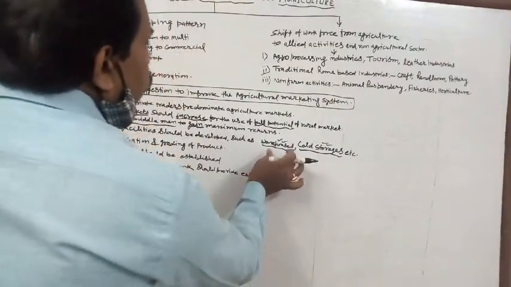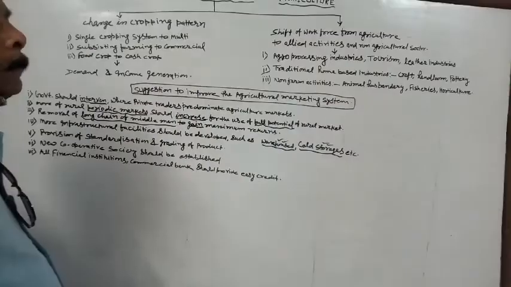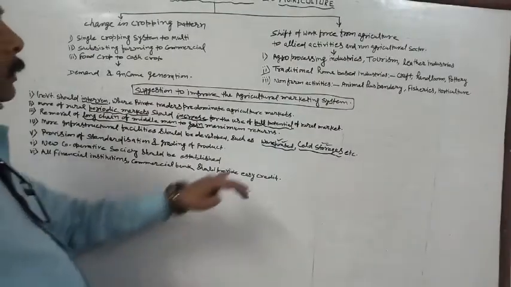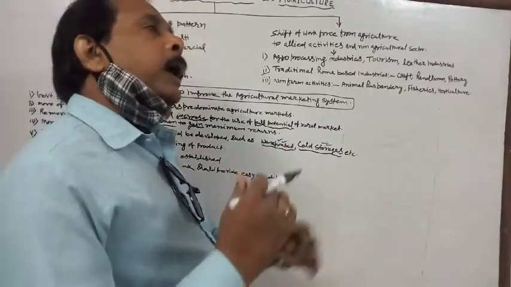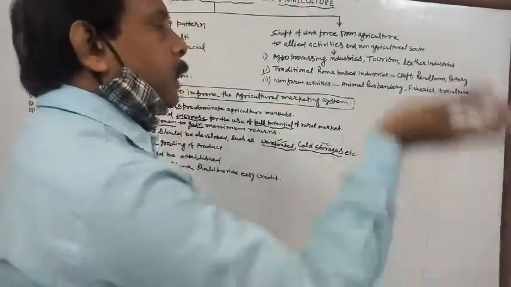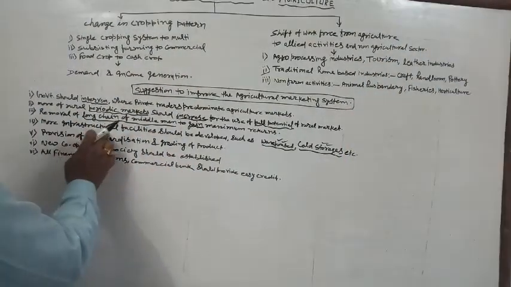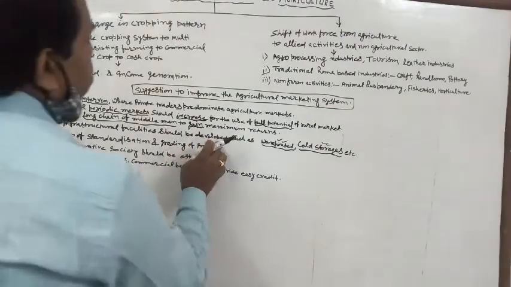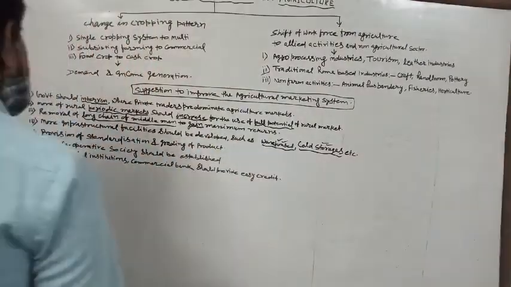So if more and more warehouses and cold storage are available, what will happen? They can stock their output, and when prices increase, they will be able to sell and their income will increase. So more infrastructural facilities should be developed in the rural areas.